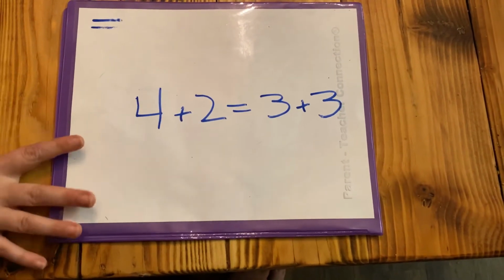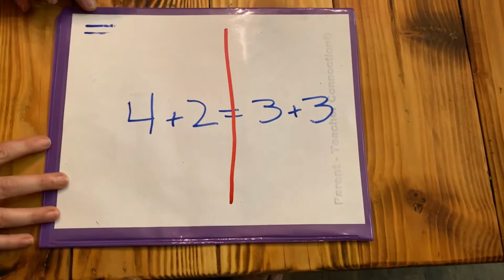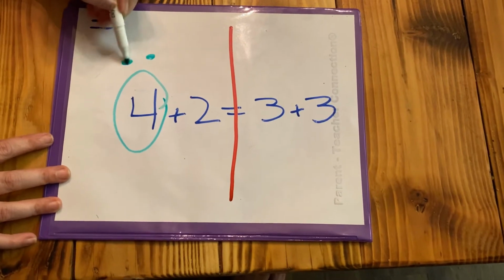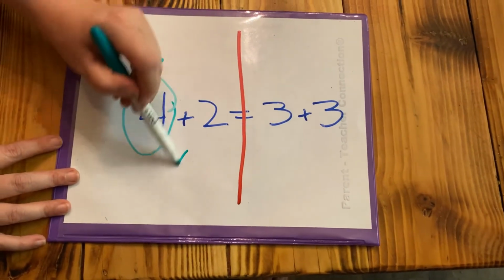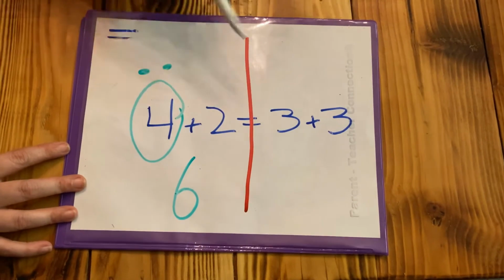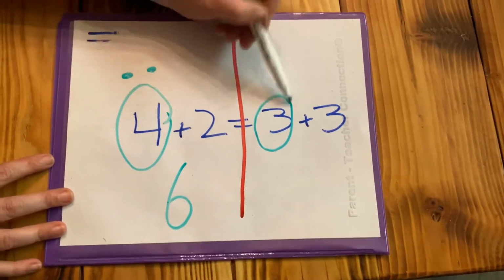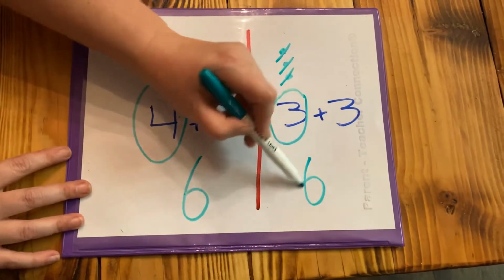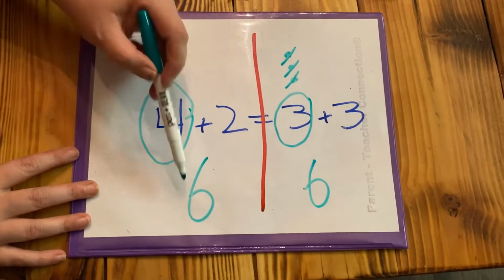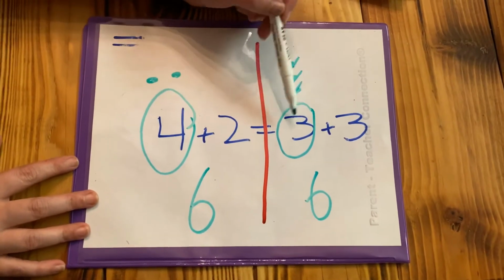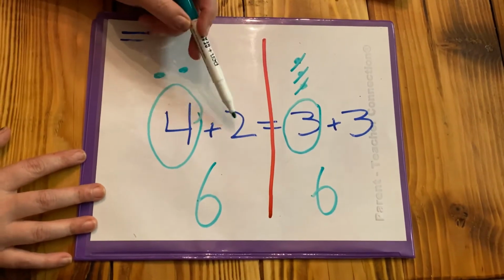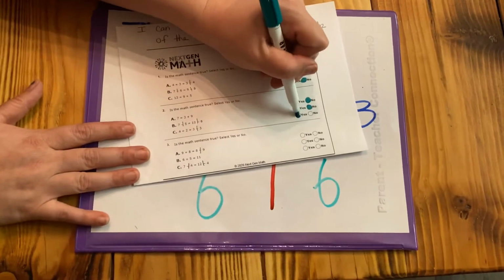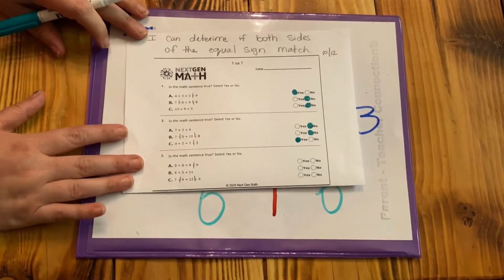All right, steps. Split my house, circle my 4, add 2: 4, 5, 6. Uh-oh, these ones are the same, so I'm just going to pick one, and then I'm going to do 3, 4, 5, 6. So 4 plus 2 equals 6, and 3 plus 3 equals 6. So 4 plus 2 equals 3 plus 3. Yes, this is true. We get the same number on both sides.